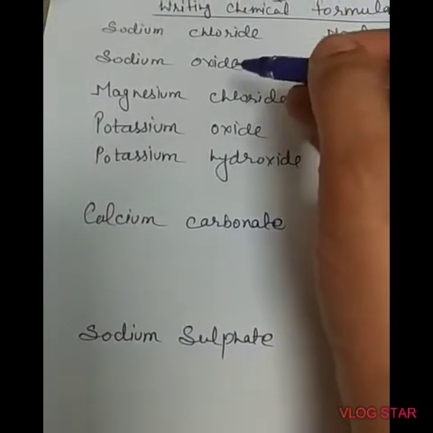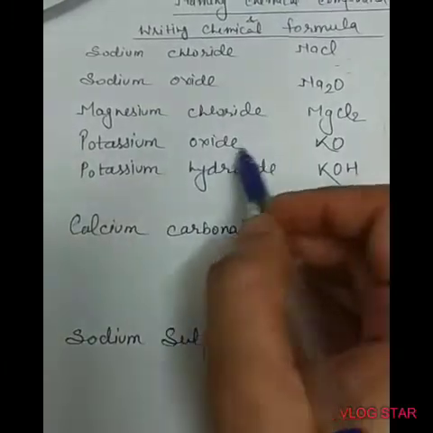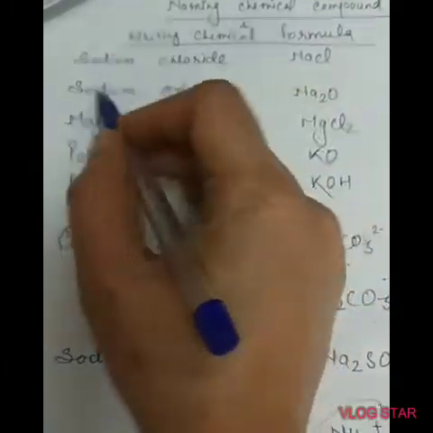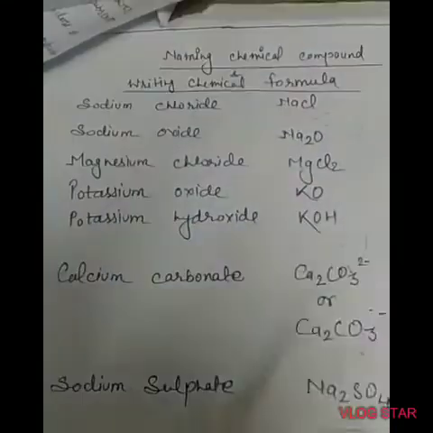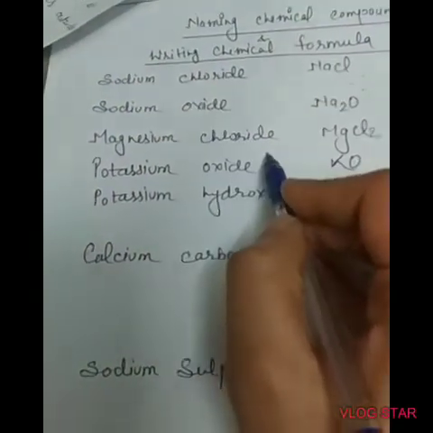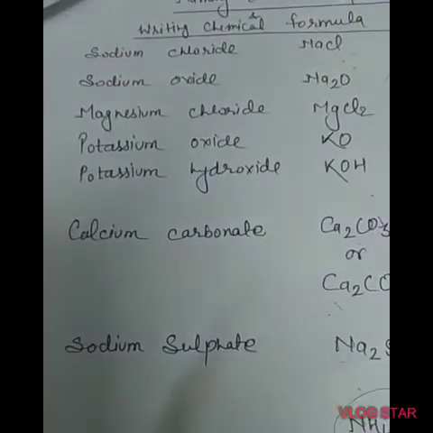Similarly, you can see various examples of compounds: sodium chloride, sodium oxide, magnesium chloride, potassium oxide, potassium hydroxide. In all the compounds, you can see the second radical is replaced with the suffix "ide". Got it? So these are the examples of compounds.